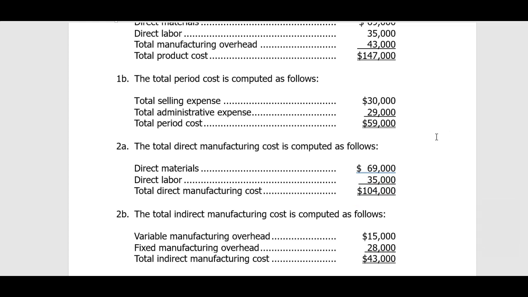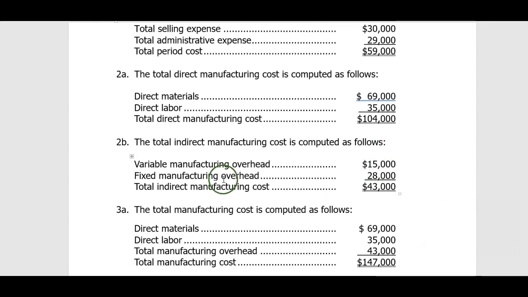Part 2B, what is the total indirect manufacturing cost? Well, these are, of course, the overhead cost. So again, it's asking for indirect, not variable and fixed. So total indirect manufacturing cost will be all manufacturing overhead costs, both variable and fixed. So add them both together, and so our total indirect manufacturing cost will be $43,000.